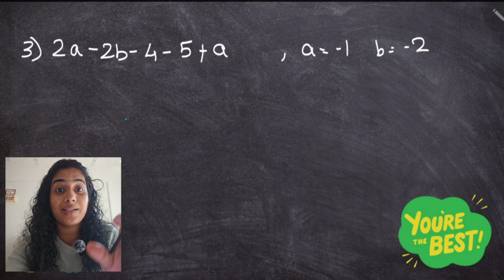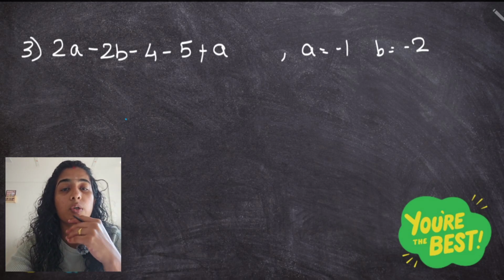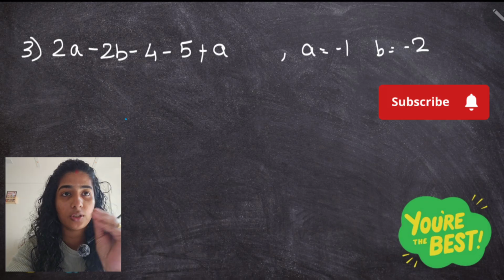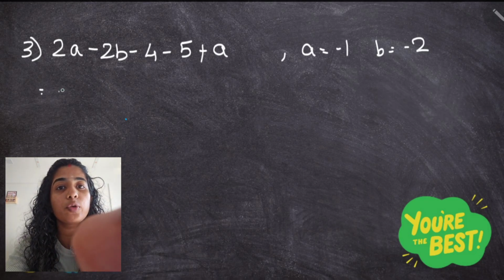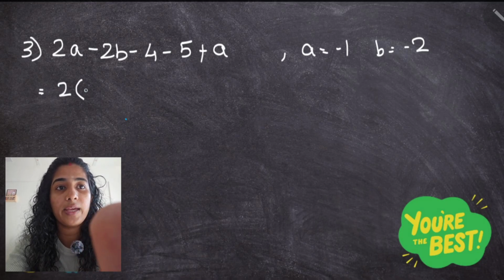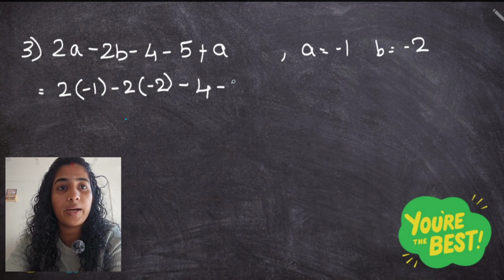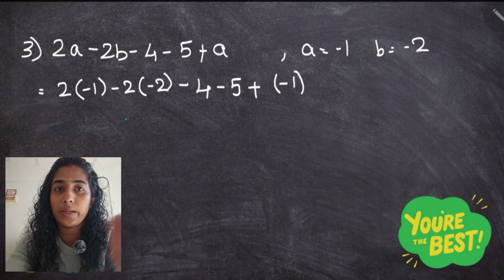So this is the third question, last question of this video, where you can see that there is a long expression given to you, and the value of a and b is given. So what I am going to do first is I am going to substitute the values in this given expression. So 2a will be minus 1, minus 2, b will be minus 2, minus 4, minus 5, plus it is a, so it will be minus 1.